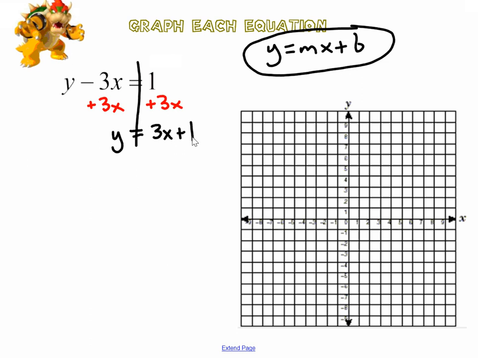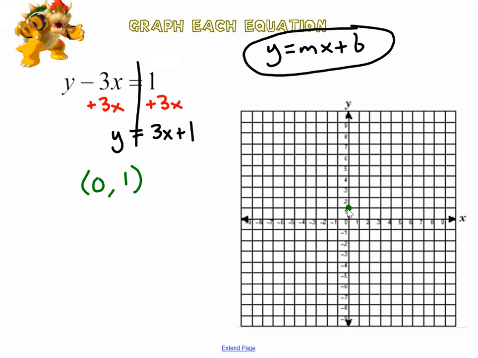Now I do have this thing in slope-intercept form, so I need to figure out my slope and my intercept. So the first thing I'm going to do, I like to recognize my y-intercept first. So I'm going to say 0, comma, and my b value is 1. So that's where my equation should be starting at. So I'm going to go ahead and do that. That's my y-intercept right there.